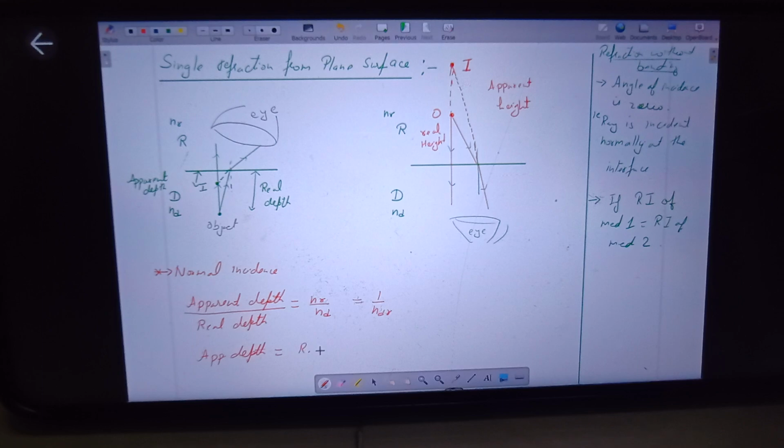will be given as real depth upon refractive index of denser with respect to rarer medium, because the refractive index of denser medium with respect to rarer medium will be greater than 1. Since the image shifts towards the interface, the depth will decrease. So the apparent depth will be real depth divided by the refractive index of denser with respect to rarer, because the value will decrease.